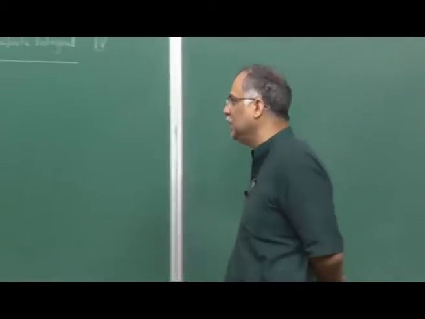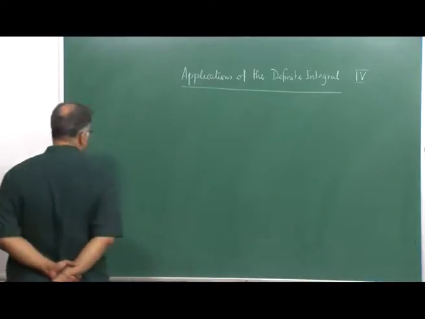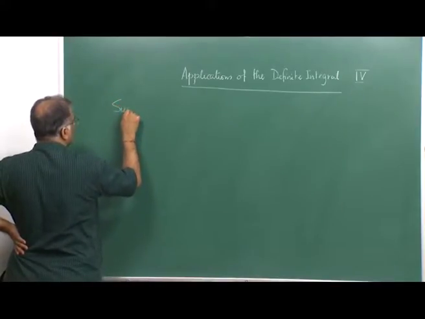So, now we are going to find surface areas. We have found length, we have found areas under curve, we have found volumes of solids of revolution, but we are now going to find surface areas of solids of revolution.